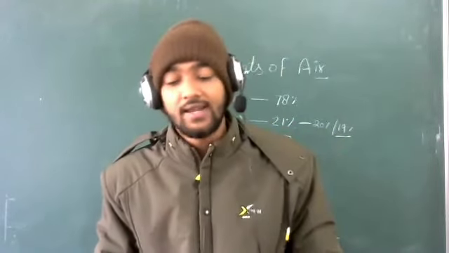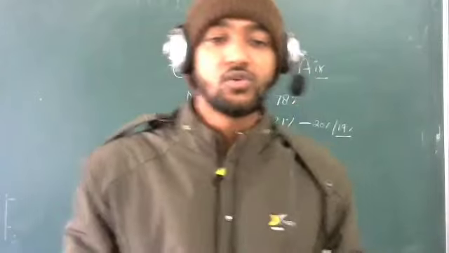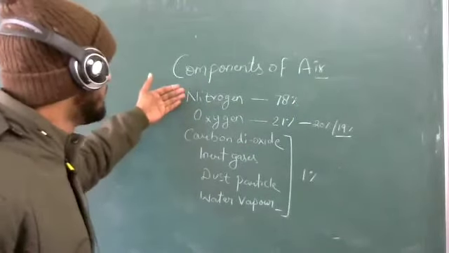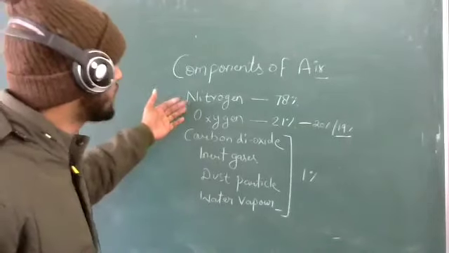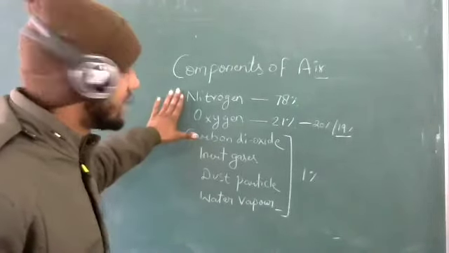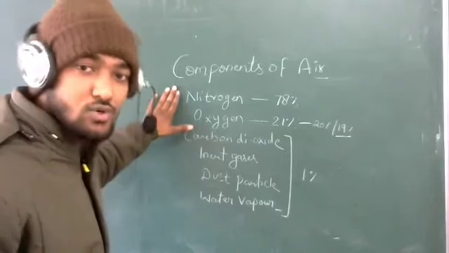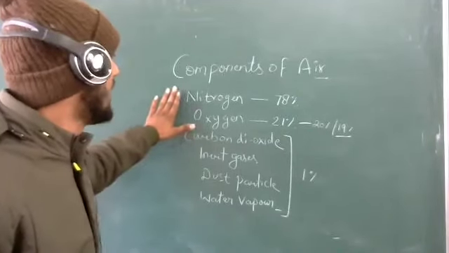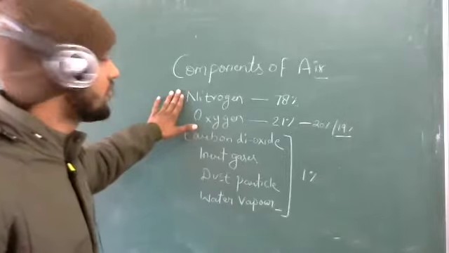Now, the importance and uses of the components of air. These are the components of air, and now we have to discuss the importance of each component. We will start with nitrogen. Nitrogen is the most abundant gas in the air, at 78%, and we will start with the importance of nitrogen.